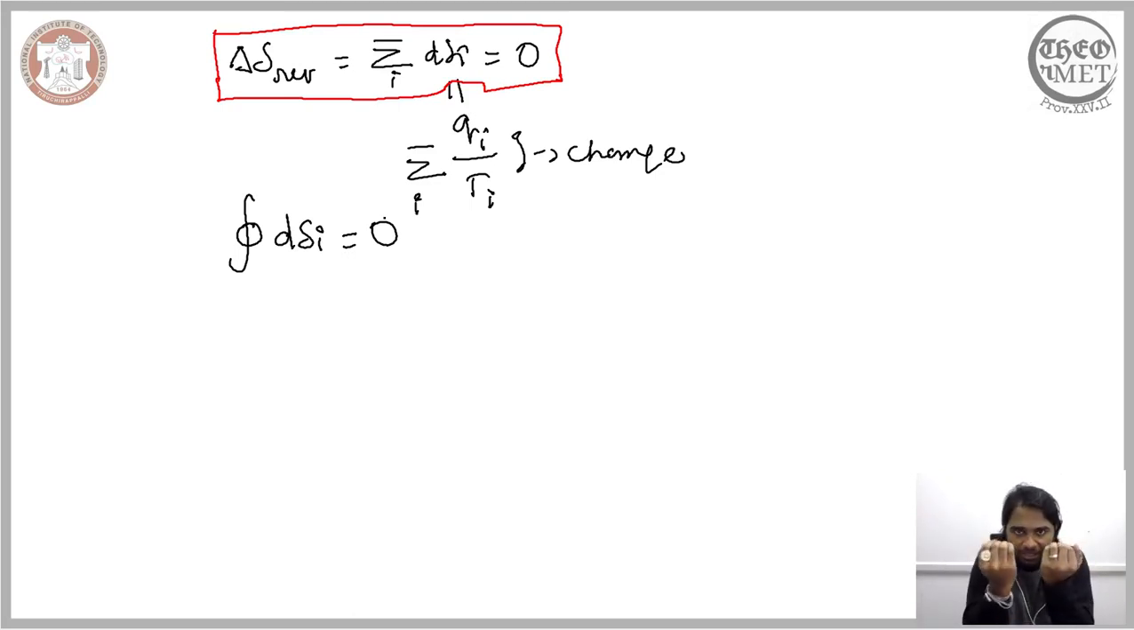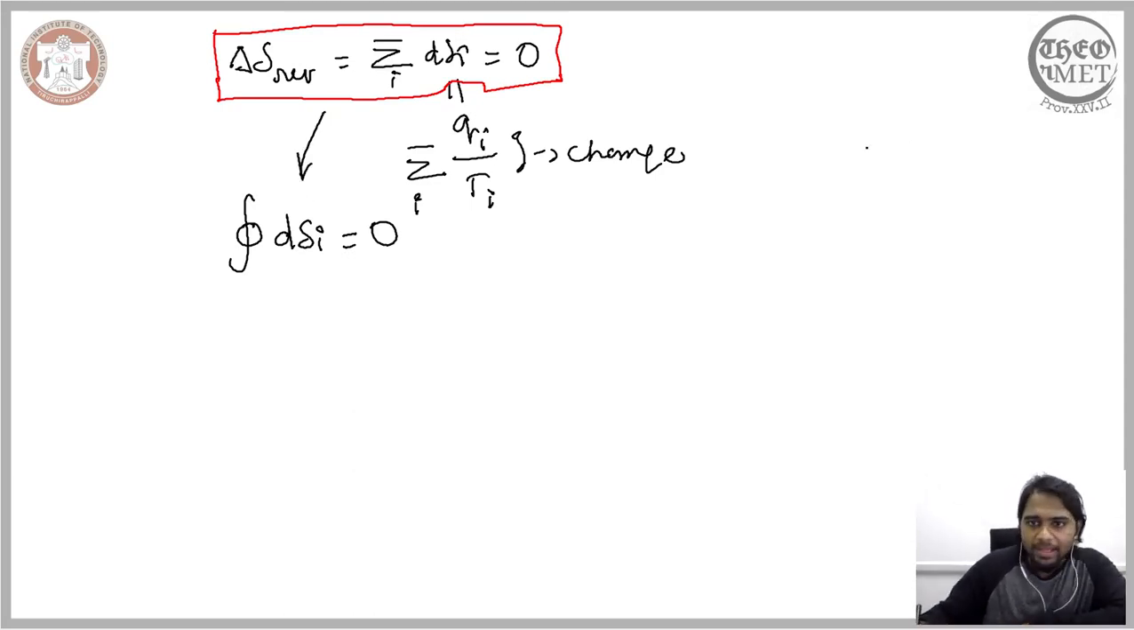Now when you keep on reducing the width of these different events, these different steps, the summation can be replaced by the closed integral. The closed integral means we end up where we started. So in this condition, this criteria can be expressed in this manner.